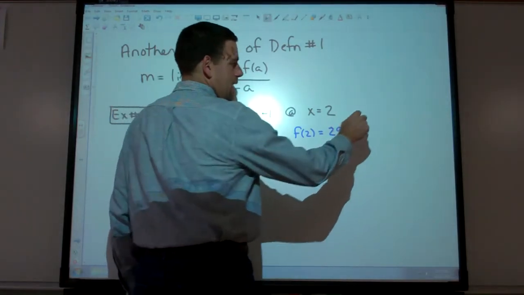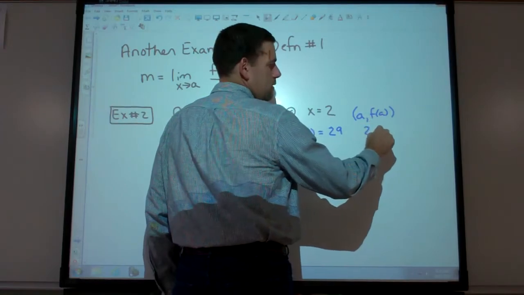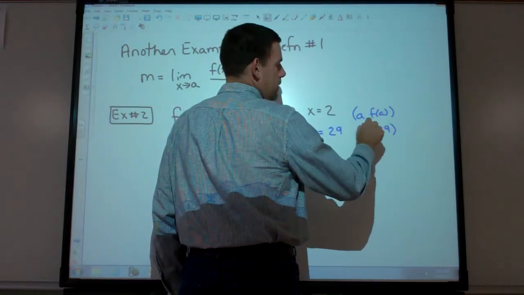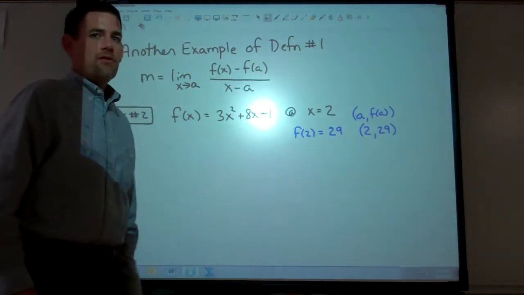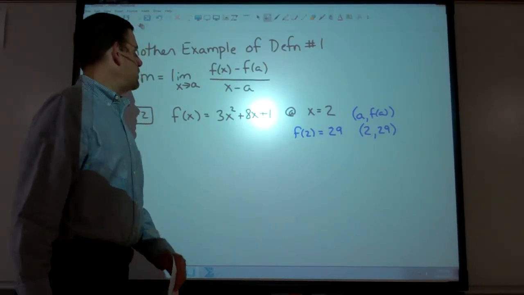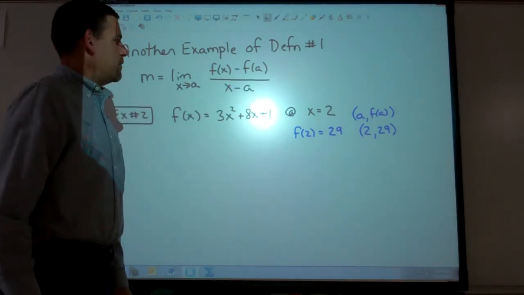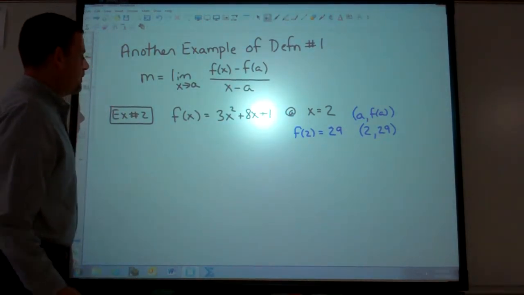And this is my a comma f of a point now. That's going to be 2 comma 29. That would help me in finding the actual equation of the tangent line down the road. But we know that we're going to use f of a and a in the equation. So we have to identify those two particular values up front.